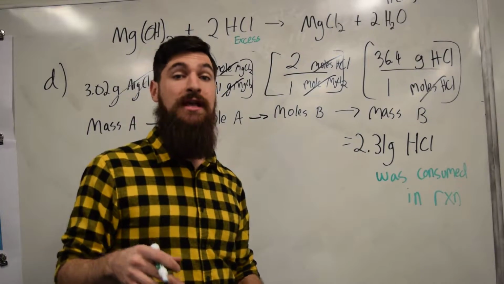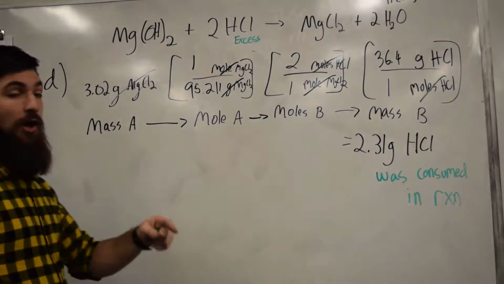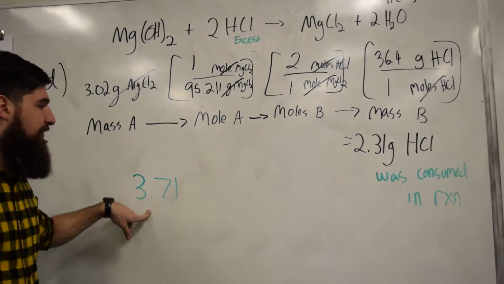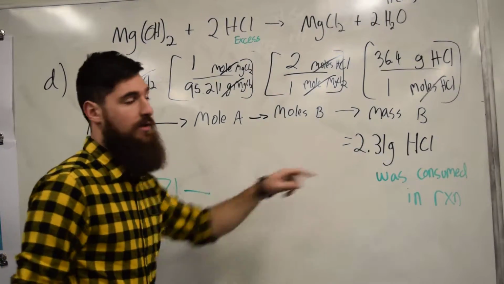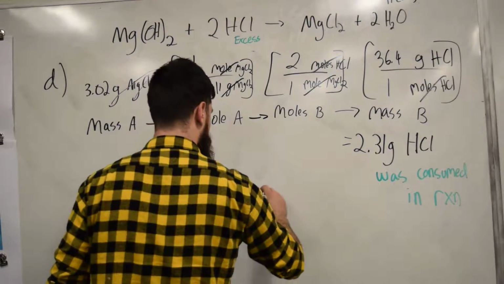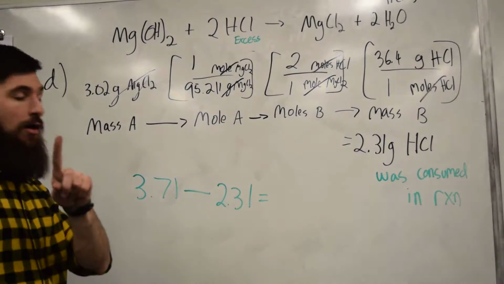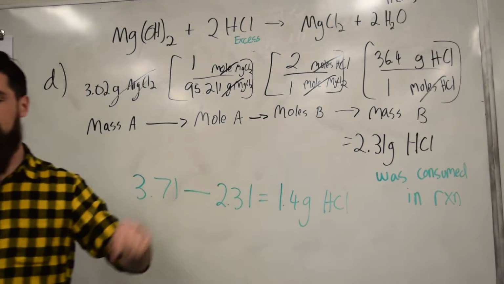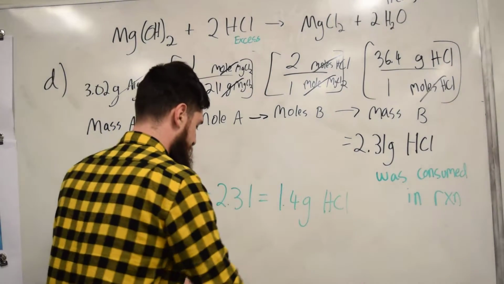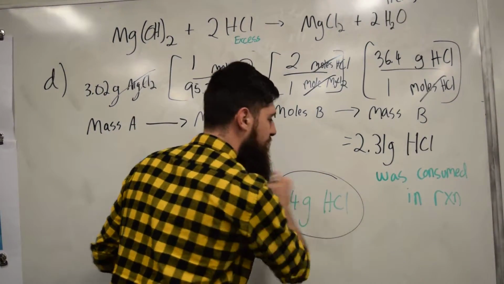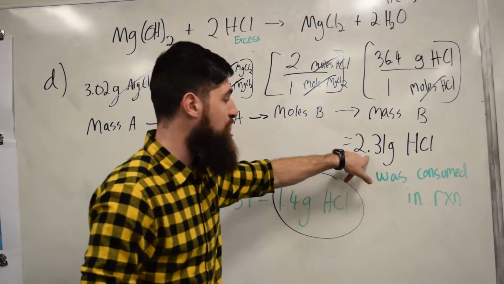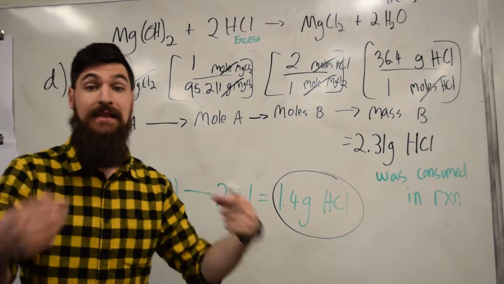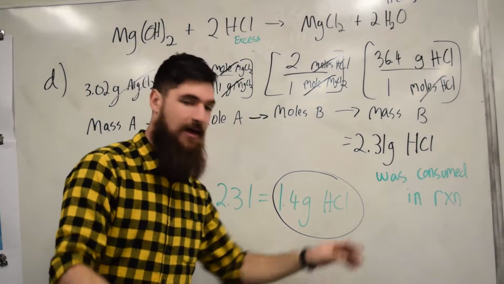It's asking how much is left over. So we started with 3.71. We subtract what we consumed, and we're left over with 1.4 grams of hydrogen chloride. This is your final answer. We consumed this much HCl. We had this much HCl. This much is left over. And that's part D.